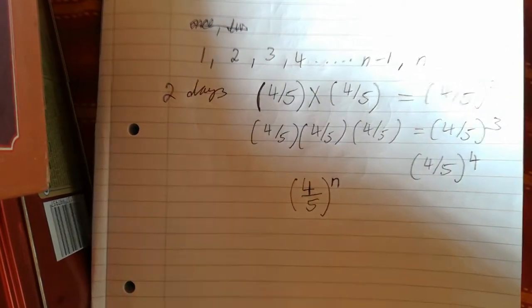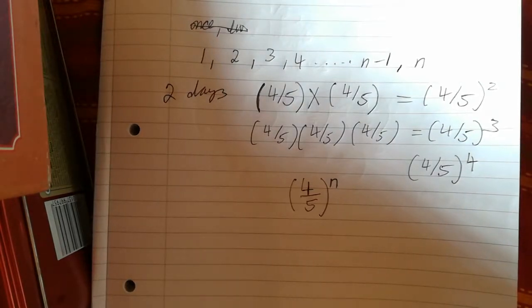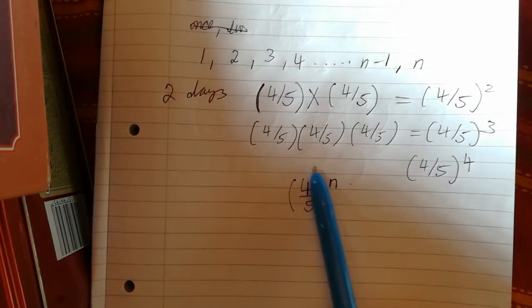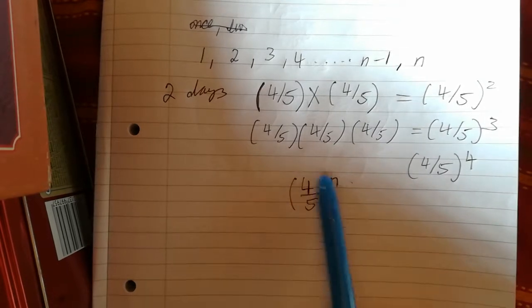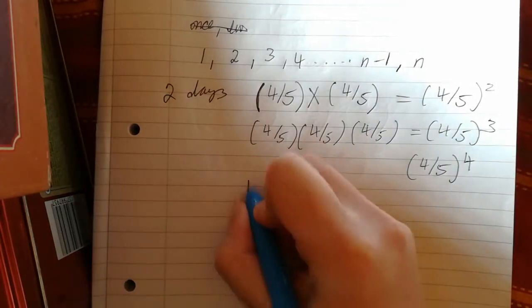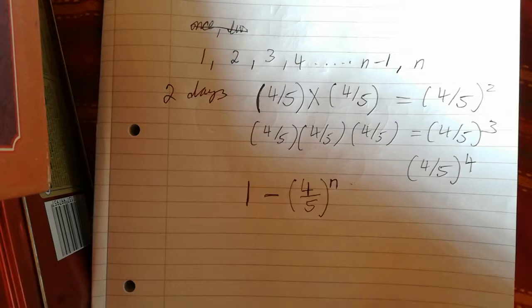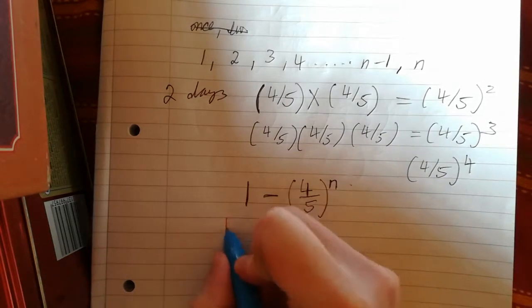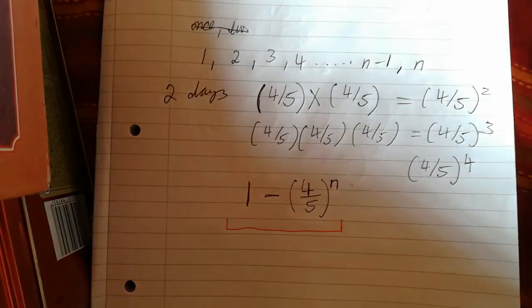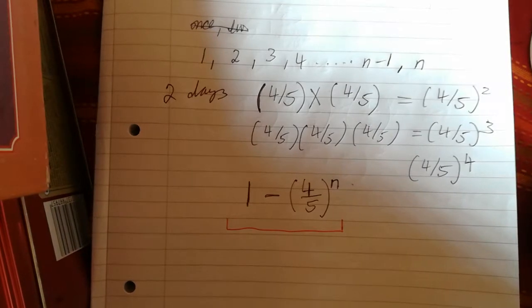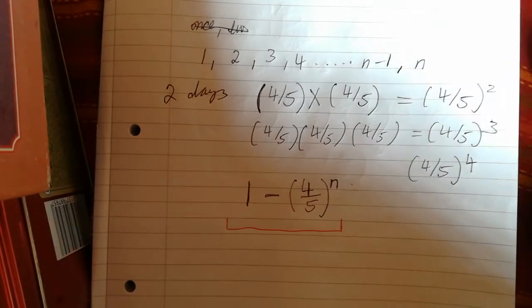But we want the probability that she answers the phone at least once. So if this is the probability that she doesn't answer the phone at all, 1 minus this probability is going to be the probability that she answers the phone at least once. So that is our answer for that. And I'm just going to get our next question.